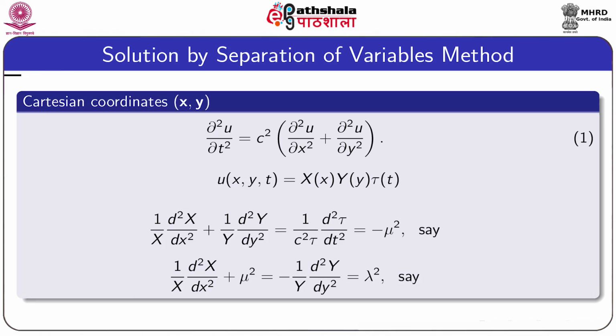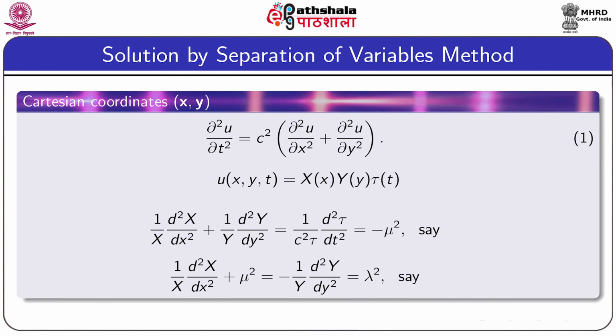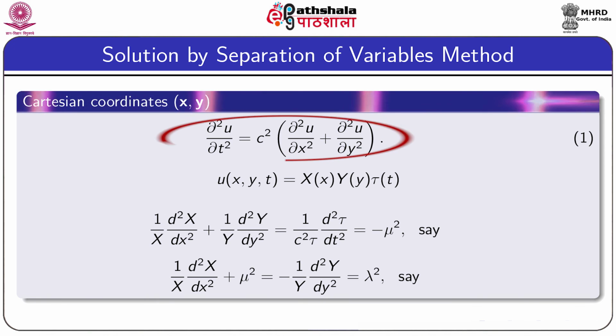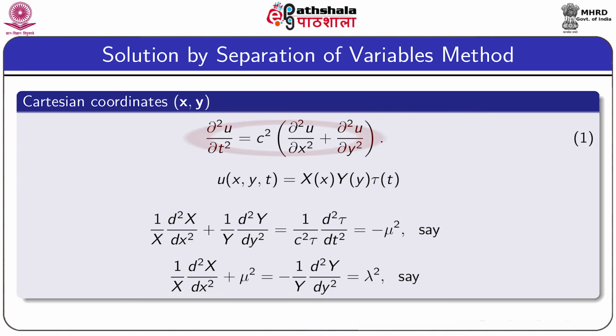For the derivation, now we are going to the slide show. The wave equation in Cartesian coordinate system is written here: del 2u del t square equals c square times del 2u del x square plus del 2u del y square.